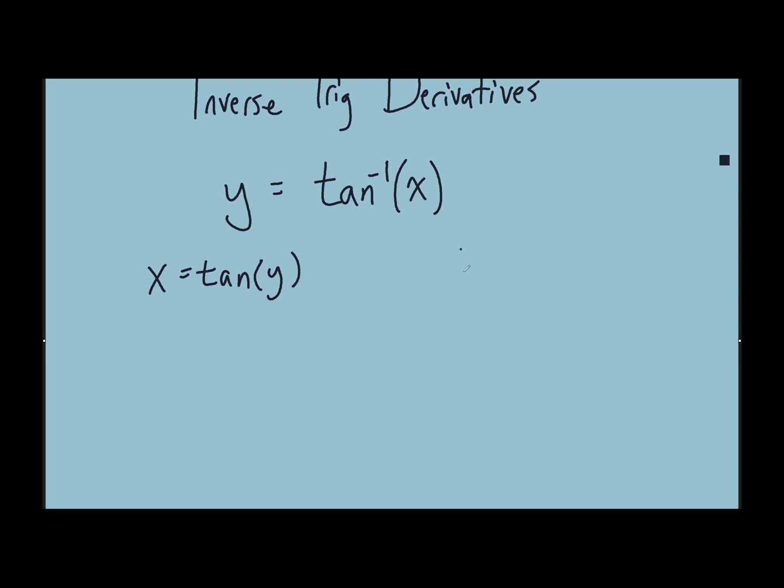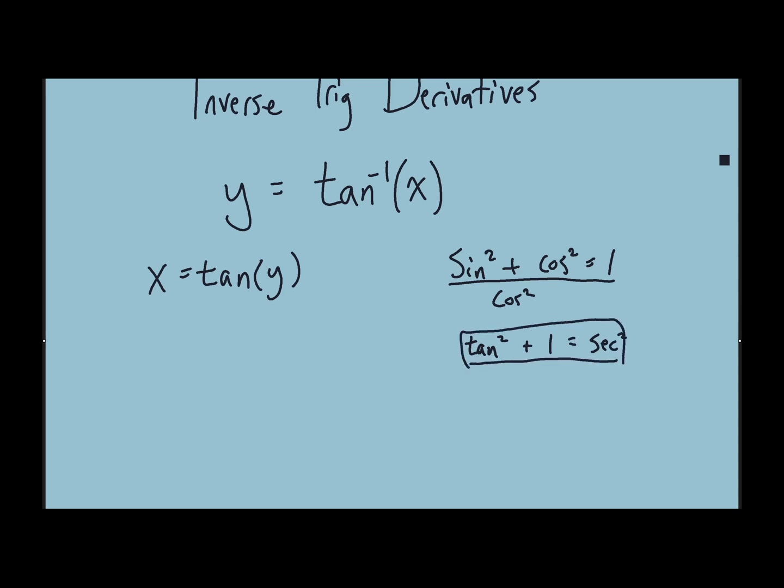But I want to highlight another trig identity that sometimes we forget. Sine squared plus cosine squared equals 1. But if I divide everything by cosine squared, you'll also get, from this one, tangent squared plus cosine over cosine squared is 1 equals 1 over cosine squared, which is secant squared. So this identity is important because we're using tangents right now.